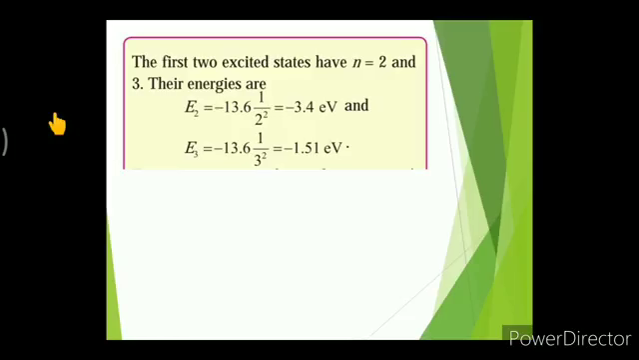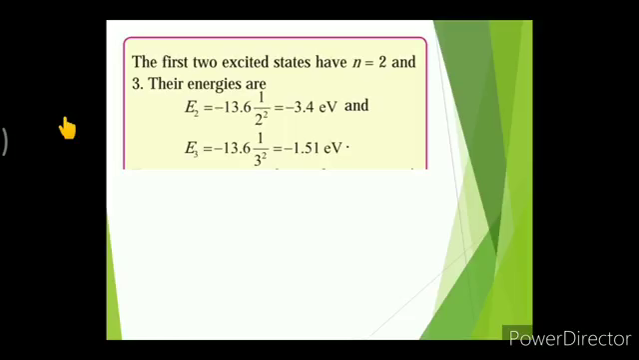As we are having the formula En is equal to minus 13.6 upon n square electron volt, so E2 will be written as minus 13.6 upon 2 square electron volt, as the first excited state having the value of n as 2. Then this 2 square is 4, and we can write it as minus 13.6 upon 4. And after the calculation, we are getting the value of E2 is minus 3.4 electron volt.